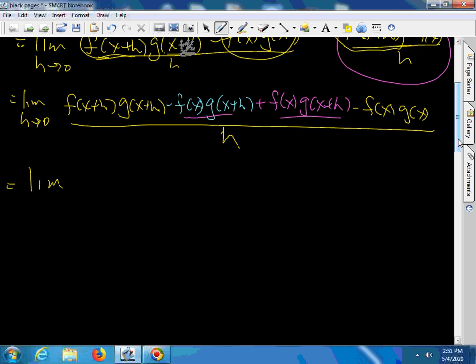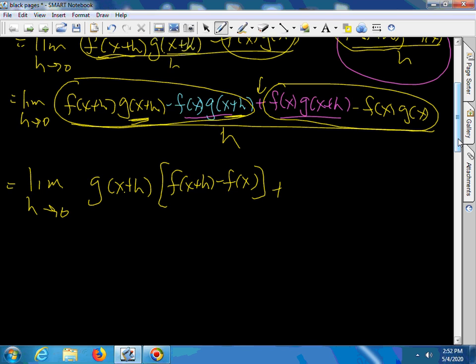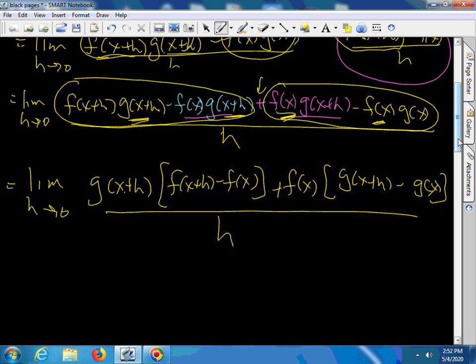And this is equal to the limit as h goes to 0. So I'm going to do this piece first, and then plus that. In the first piece, I can factor out g of x plus h. Got g of x plus h times f of x plus h minus f of x. Plus, in here, I can factor out an f of x. And what's left over is g of x plus h minus g of x. And this whole thing gets divided by h.